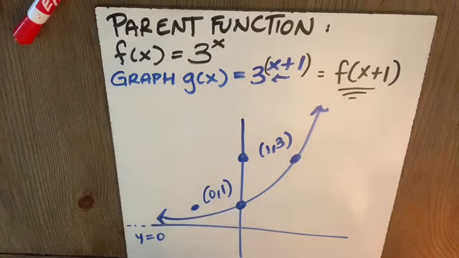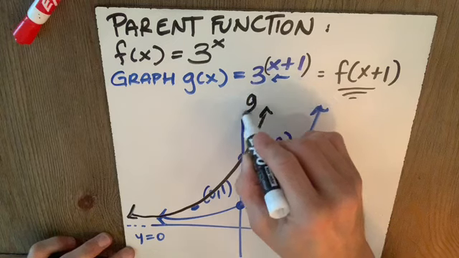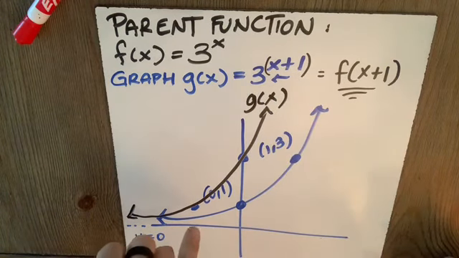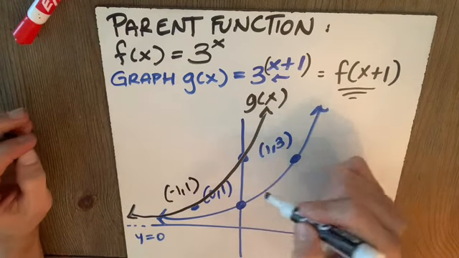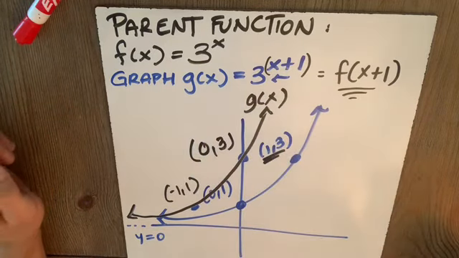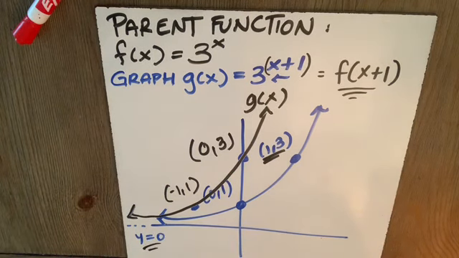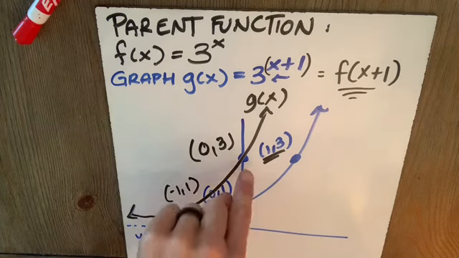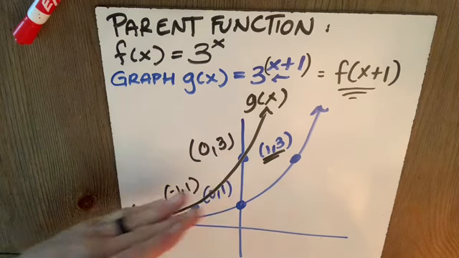So my final graph for this function, g of x, is going to look something like that. Here is g of x. It goes through negative 1, 1, and 0, 3. Those are the 2 points it goes through. Notice it still has a horizontal asymptote at y equals 0. When you graph this g of x, I want at least 2 points and 1 asymptote, and I draw the shape of it.